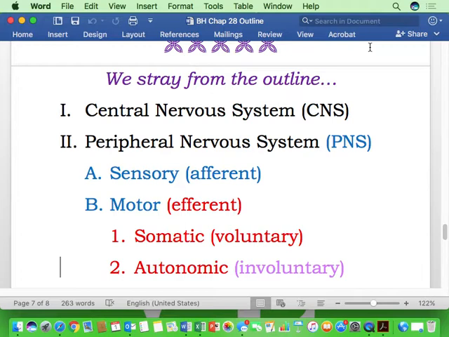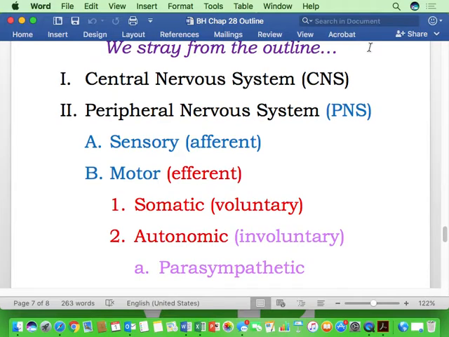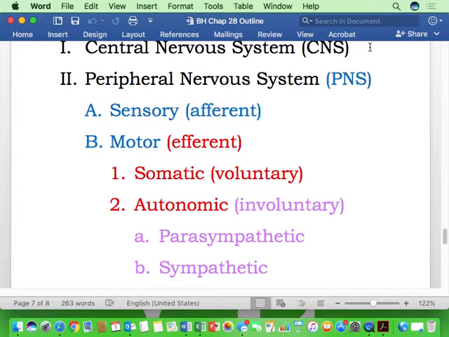The autonomic nervous system can be further divided into the parasympathetic and the sympathetic. Good news, no more divisions. This is our last one. The parasympathetic nervous system is referred to as our rest and digest system. The sympathetic is described as our flight or fight response.